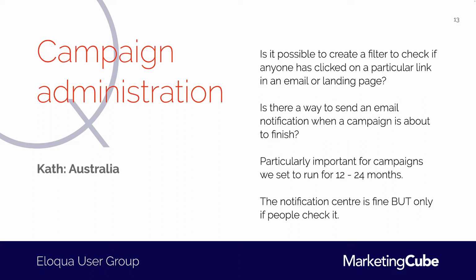Is there a way to send an email notification when a campaign is about to finish? The answer is yes, and I'll show you how to do that when we get further into today's session. Particularly important for campaigns we run for 12 to 24 months. Yeah, I totally agree with you. And the maximum notice that you can automatically receive from Eloqua, which I'll show you, is 5 days. Part of me kind of wishes they would extend that a little bit, maybe out to 30 days. Would be a little bit more helpful.